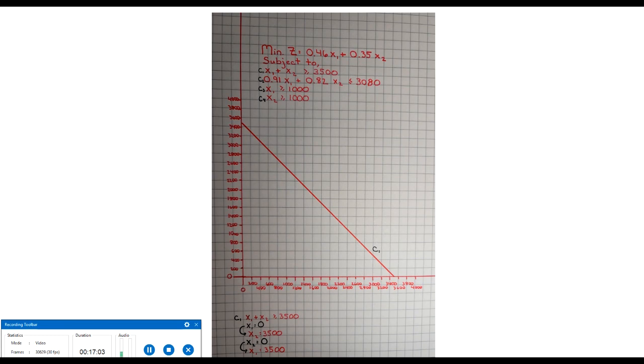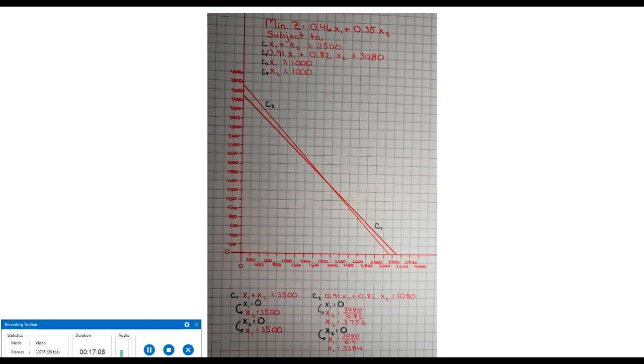We now repeat this process for our second constraint line. 0.91x1 plus 0.82x2 is greater than or equal to 3,080. If x1 is 0, x2 is 3,080 divided by 0.82, x2 becomes 3,756. And we see that at x1 equal to 0, x2 is approximately 3,756.